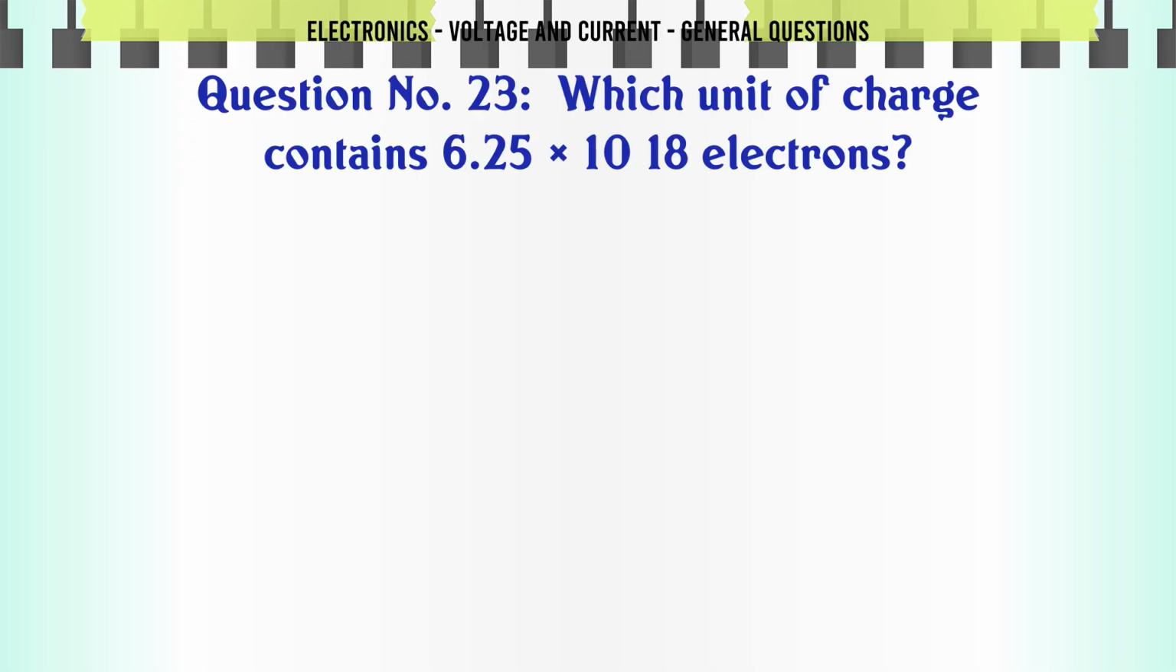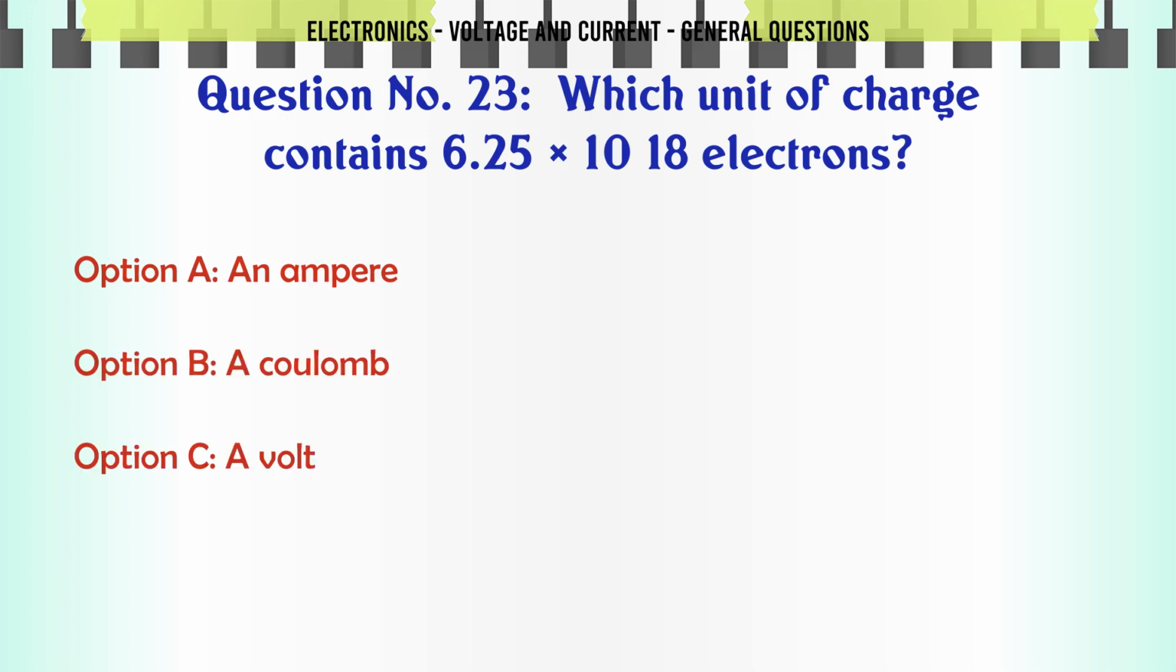Which unit of charge contains 6.25 × 10^18 electrons? A. An ampere. B. A coulomb.